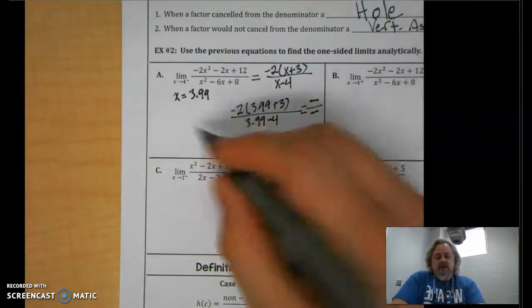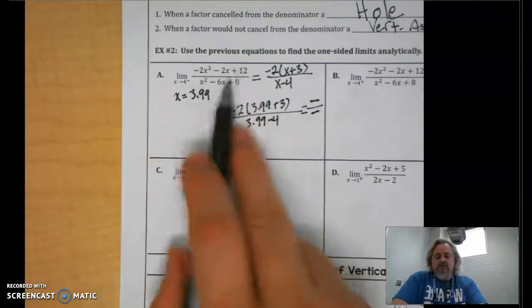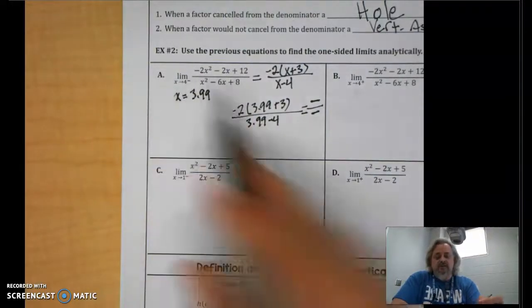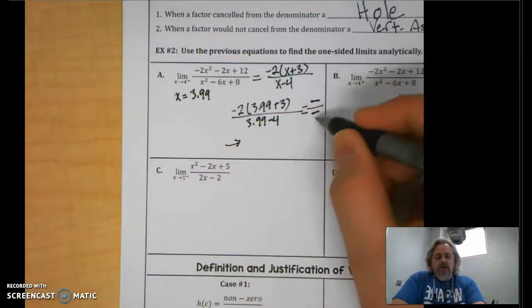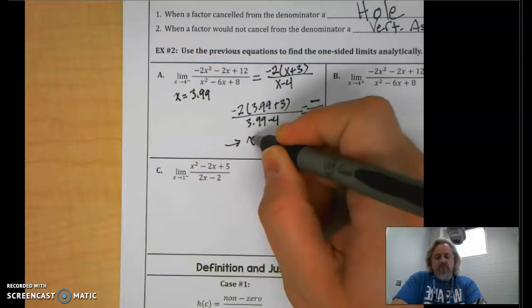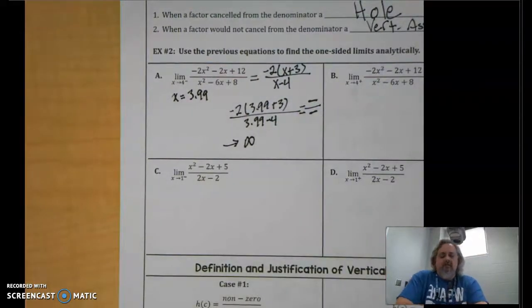So in this case, I can say the limit of this function as x approaches 4 from the left-hand side must approach positive infinity. And that's exactly what we saw in the graph, but here we're doing it analytically. We're not using a graph now.